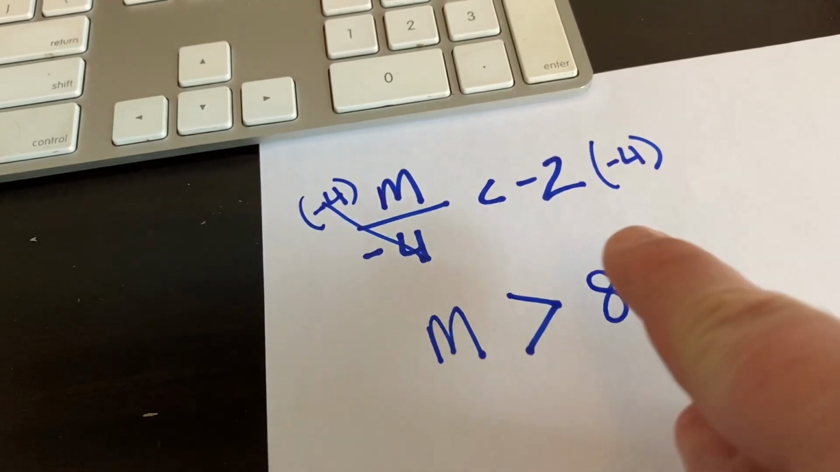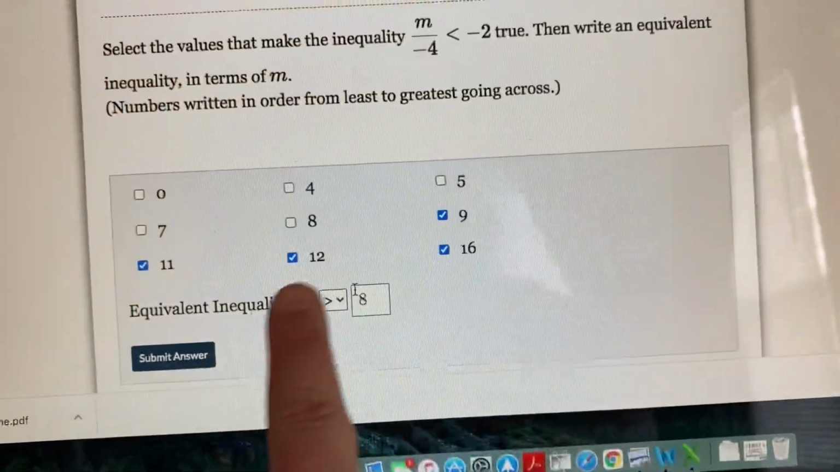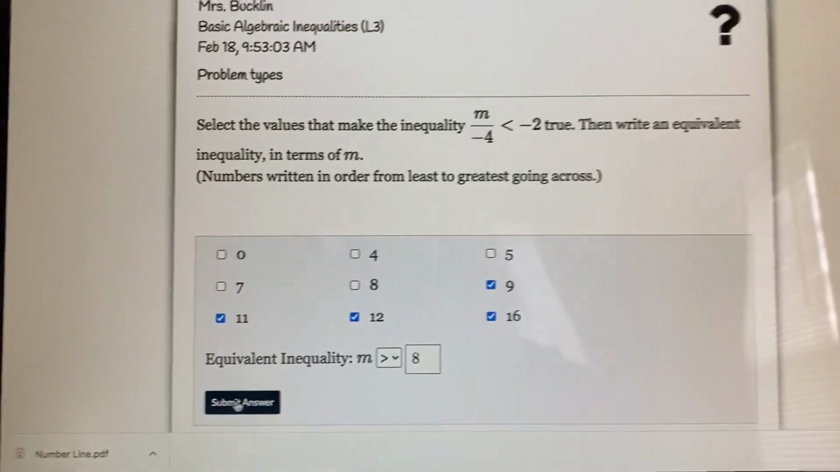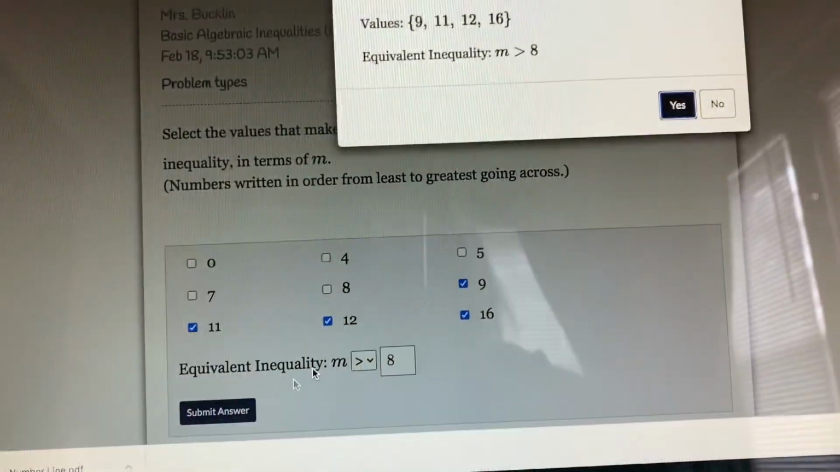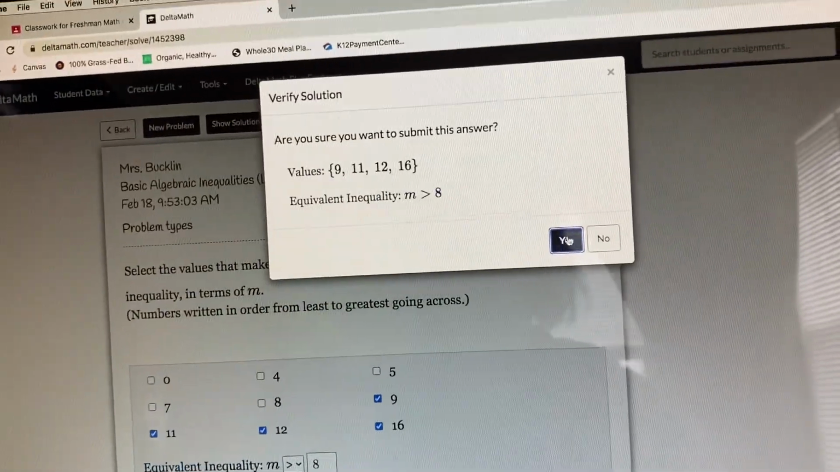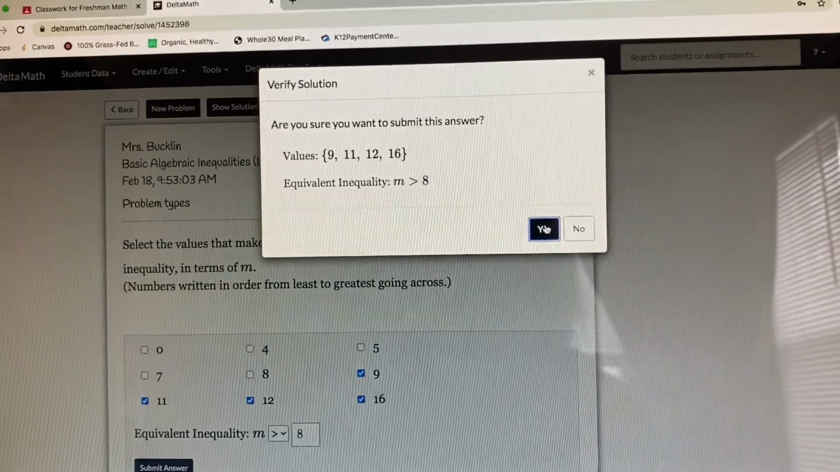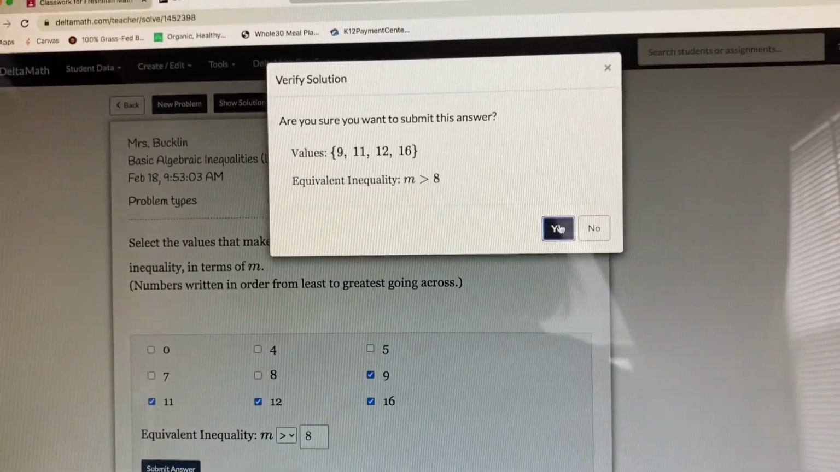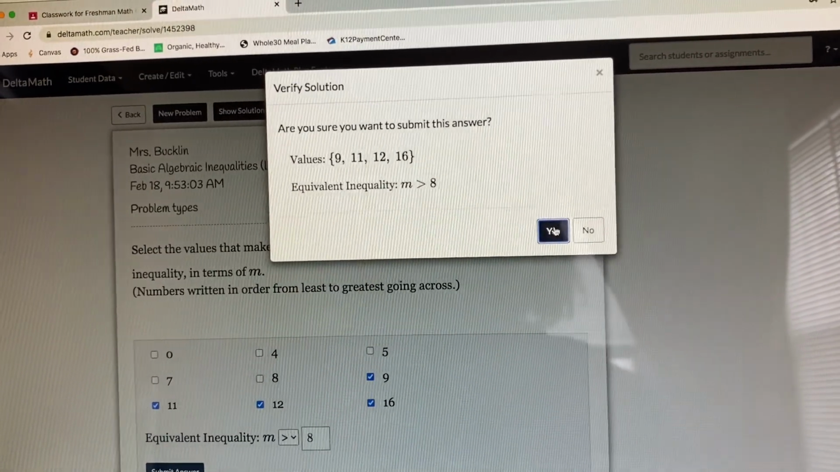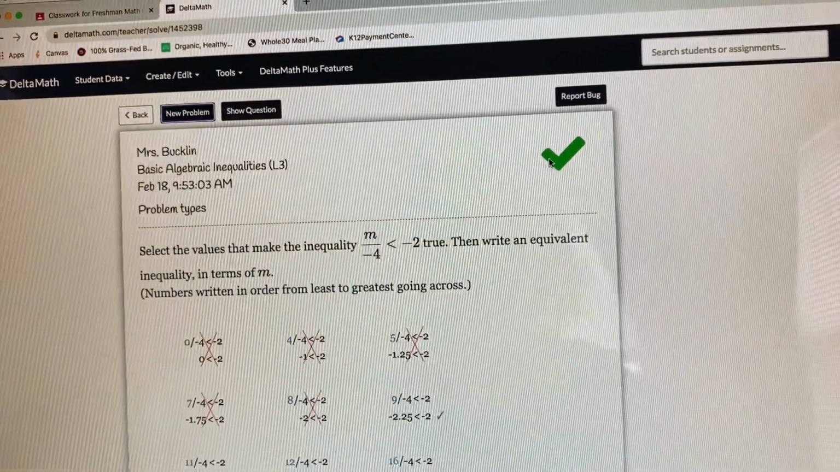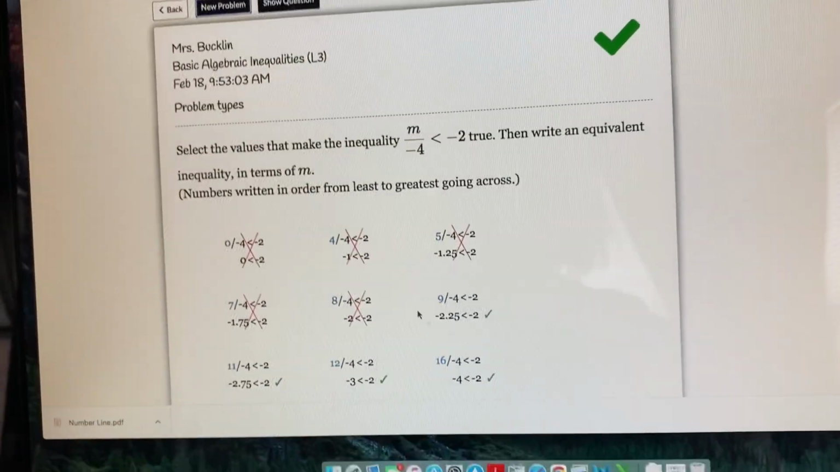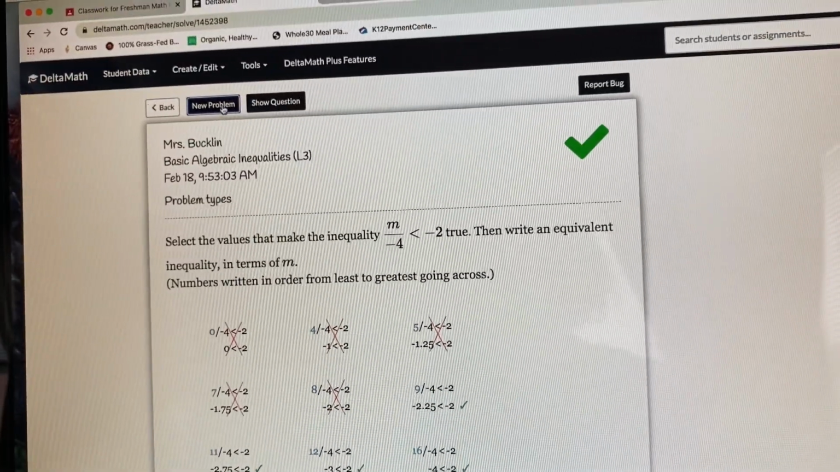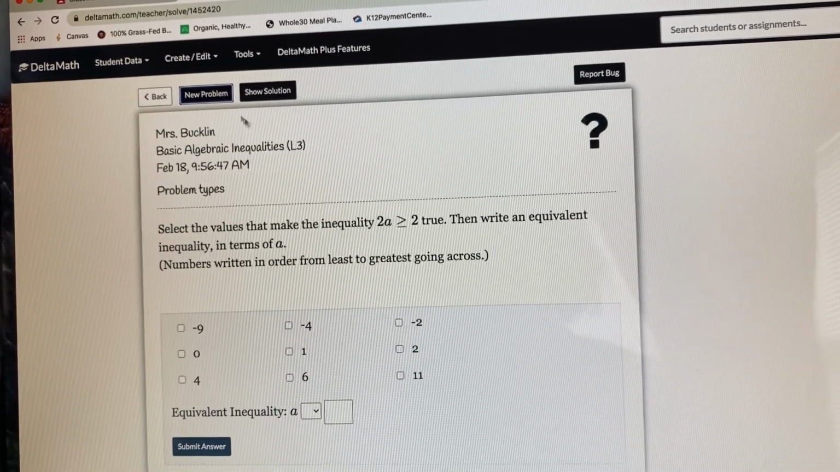So double check your answer. M is greater than 8. We're good. You can submit your answer. Now, for you, when you click on this, it'll either tell you that you have the wrong answer and you have to try again, or it'll give you a green check mark. Mine will tell me right away. So there's my green check mark that I did the problem correctly. And then I can click on new problem and it'll give me another problem.